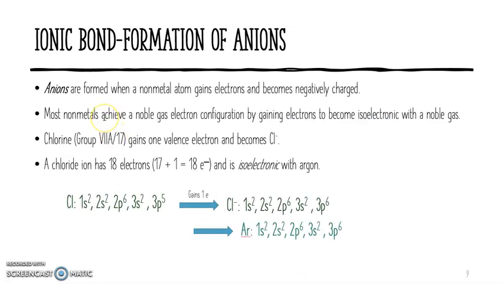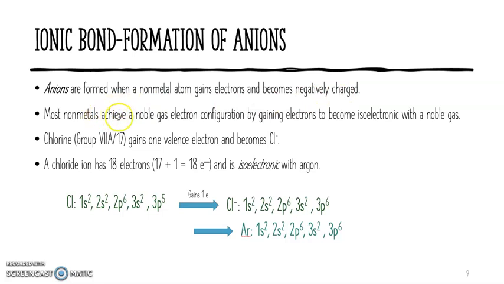We talk about formation of cation. How about formation of anions? Anions are formed when a non-metal atom gains electron and becomes negatively charged. Remember, if you gain something negative, you become more negative. But if you lose negative, you become more positive. So for anion, it gains more electron, it becomes more negative, or becomes negatively charged.